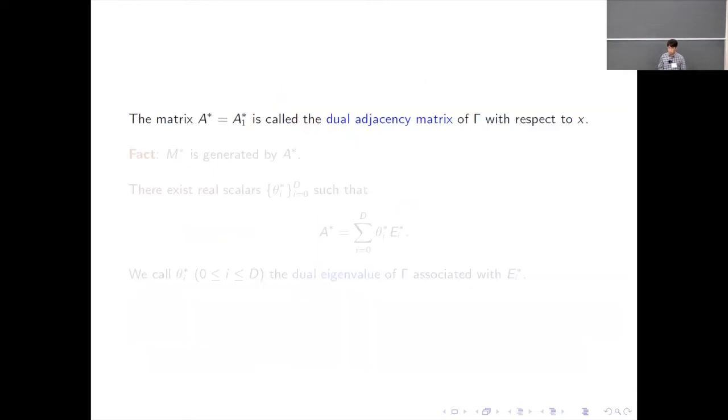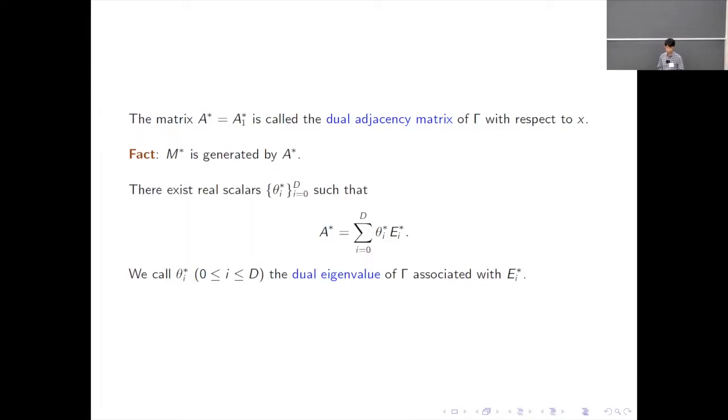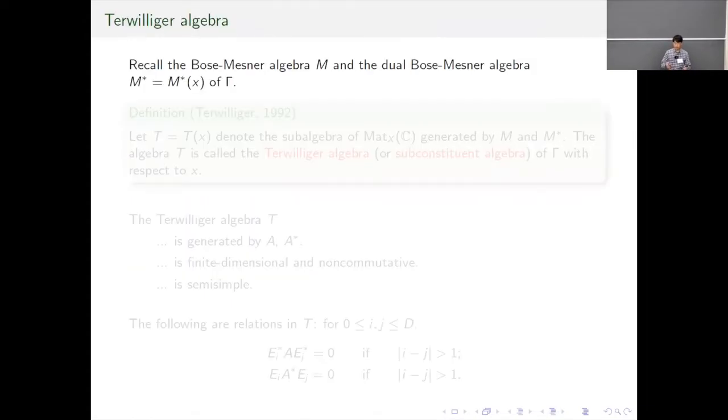Now, when i is 1, we say A star is the dual adjacency matrix of Gamma with respect to x. And in fact, our dual Bose-Mesner algebra is generated by A star. Because we have two bases, let's express A star as a linear combination of Ei star with coefficients, and we call this theta i star the dual eigenvalue of Gamma associated with Ei star. So far we discussed the Bose-Mesner algebra M and the dual Bose-Mesner algebra M star.